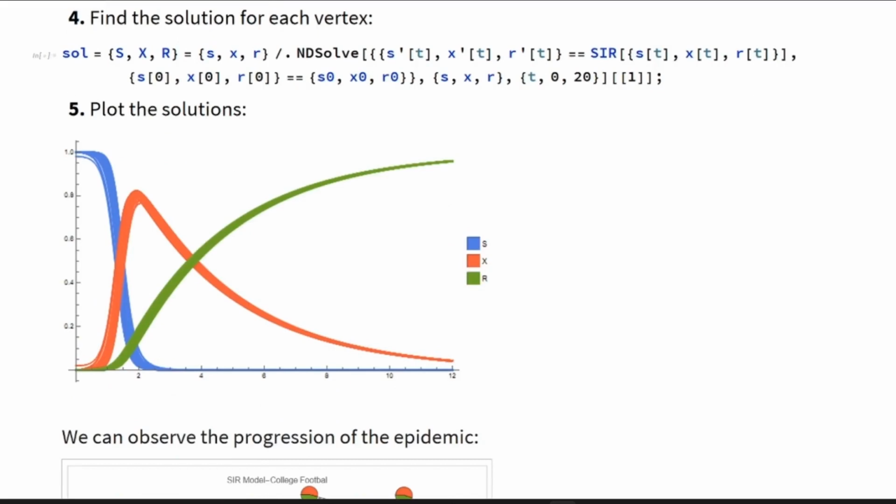We can plot the solution, and we can see how as time progresses, the infected population increases, indicating the spread of the epidemic. The infected population continues to rise until it reaches the peak of the epidemic, and after reaching the peak, the infected population starts to decline. As the infected population decreases, the recovered population begins to rise, and the susceptible population also decreases as more individuals become infected.